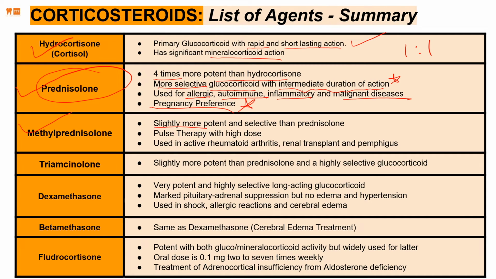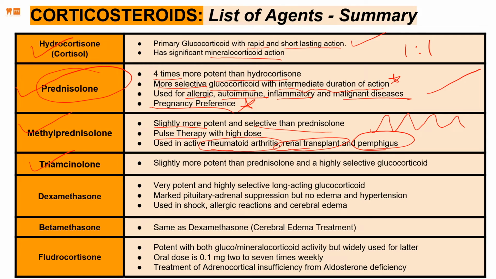Methylprednisolone, slightly more potent and selective than prednisolone. It can be given as pulse therapy. Pulse therapy is like this, dosage up and down, up and down, up and down, not a steady dosage. It's used in active rheumatoid arthritis, again anti-inflammatory, renal transplant, immunosuppressant, pemphigus, autoimmune disorders, immunosuppressant, right? So linking all the dots, guys.